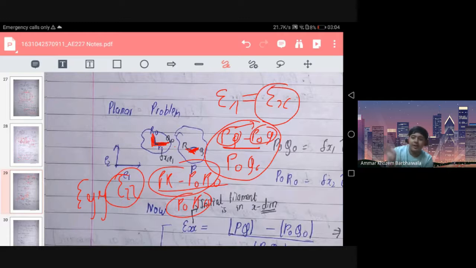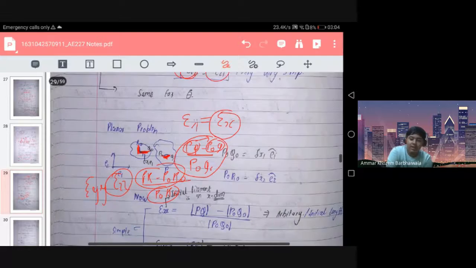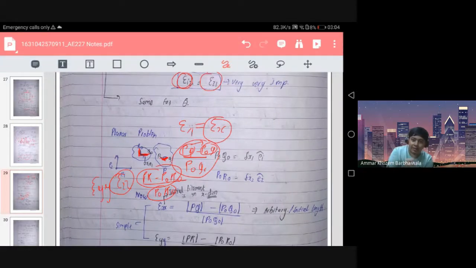So you might get a feel for why we represent engineering strain as a tensor, because there are a lot of components of engineering strain. There's the x component, the y component, and also the xy component of engineering strain, which defines how much the angle has changed.